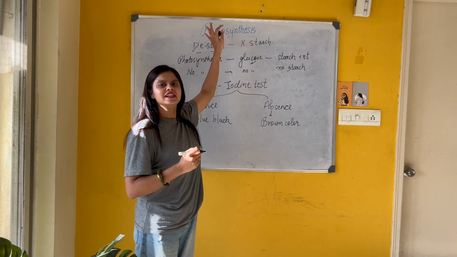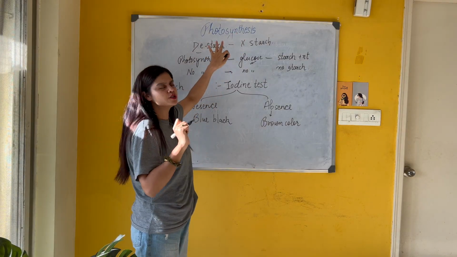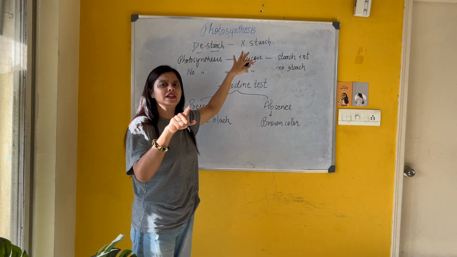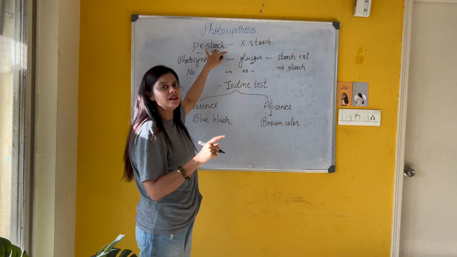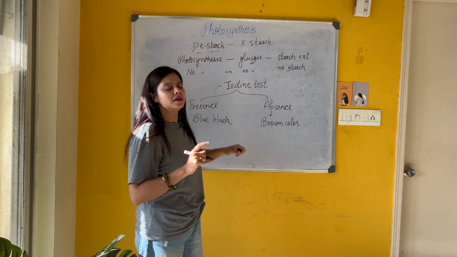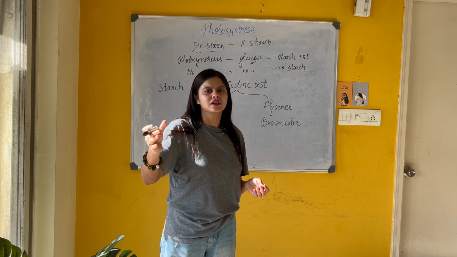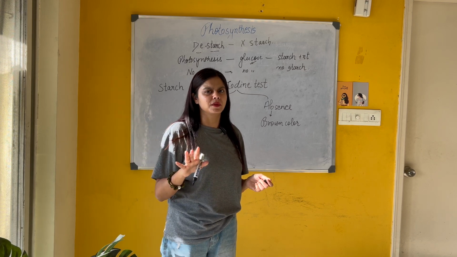So, for all the experiments of photosynthesis, the plant taken is a destarch one. What is the meaning of a destarch plant? A plant without starch is called a destarch plant. Now my next question: how will you make a plant destarch? How will you remove all the starch from the plant?